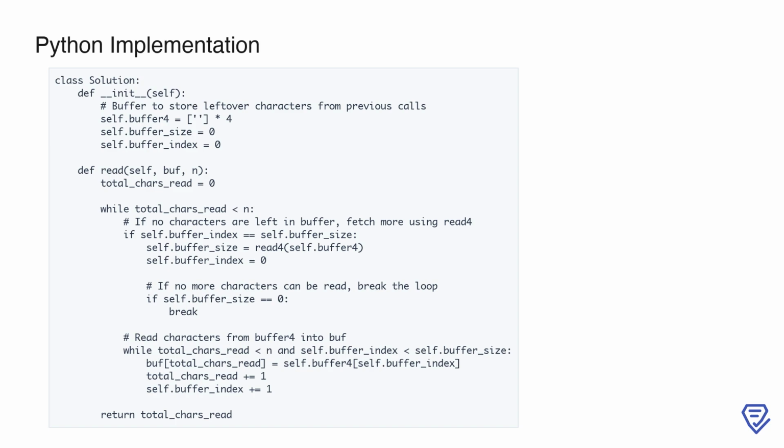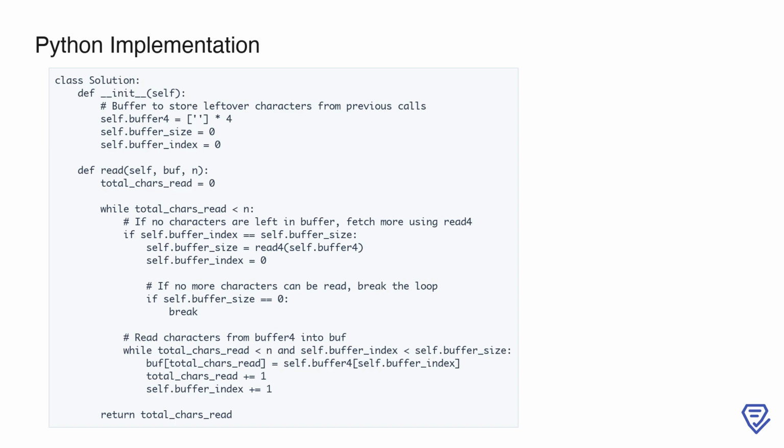These attributes allow the function to carry over unused characters between multiple calls to read. The read method takes two arguments. 1. buff, the destination buffer where the characters will be written. 2. n, the maximum number of characters to read. The method initializes total_chars_read to 0, which counts how many characters have been written to buff. It uses a while loop to continue reading characters until n characters have been read or no more characters are available.